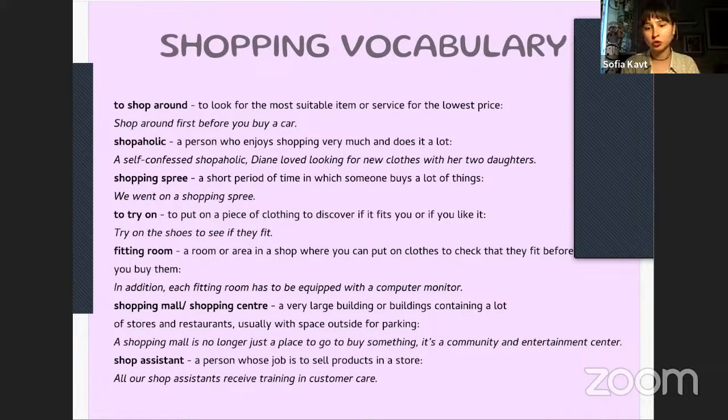The next one here is an expression everyone is familiar with, I suppose. This is a shopping mall or shopping center. So it's a very large building, usually under a roof, which contains a lot of stores of different brands and a lot of restaurants. So this is where most of us go shopping or go on a shopping spree.